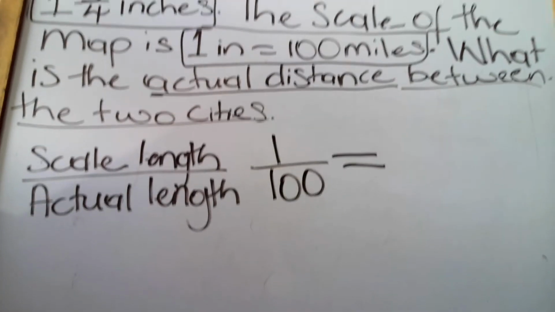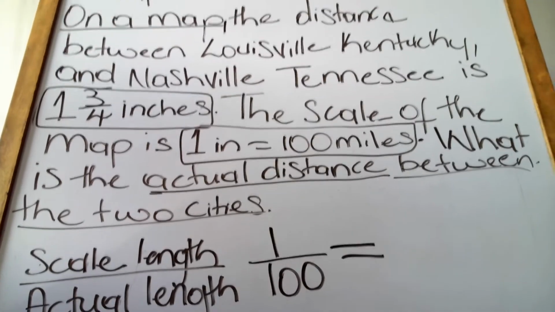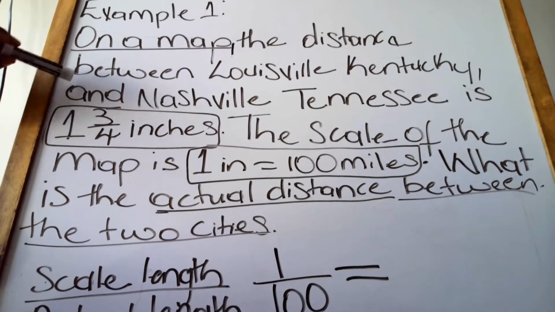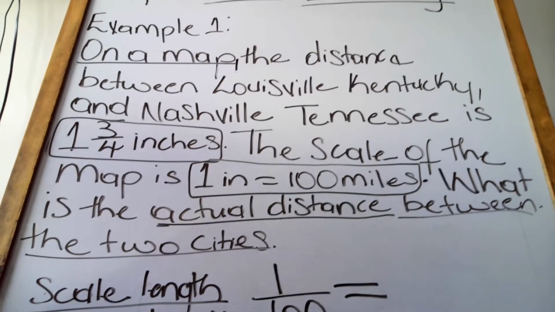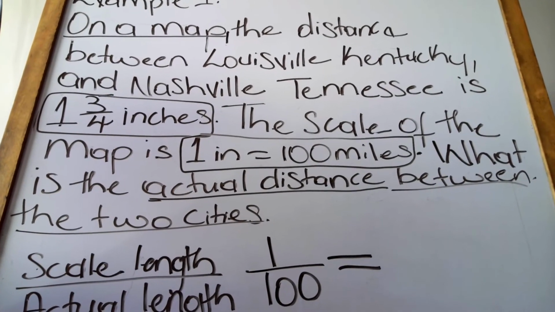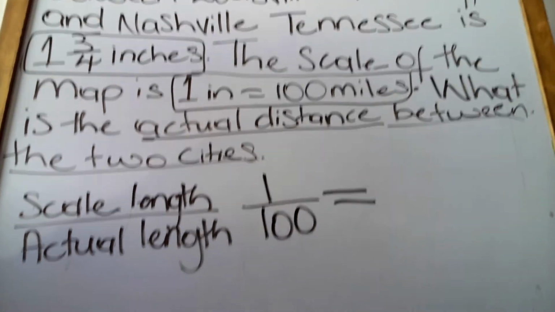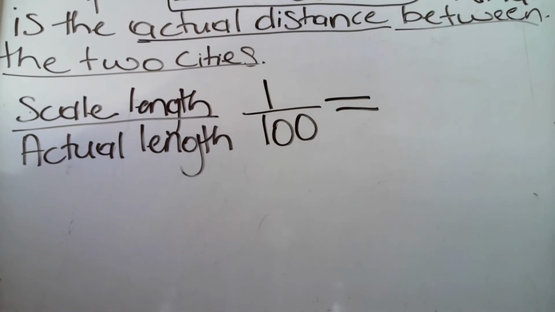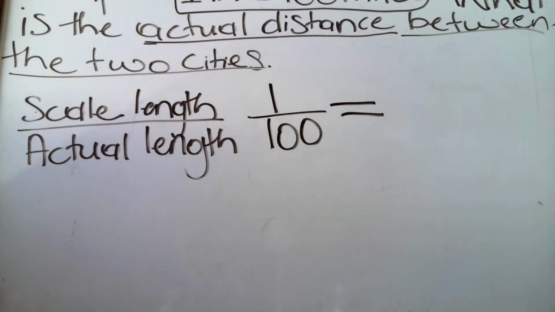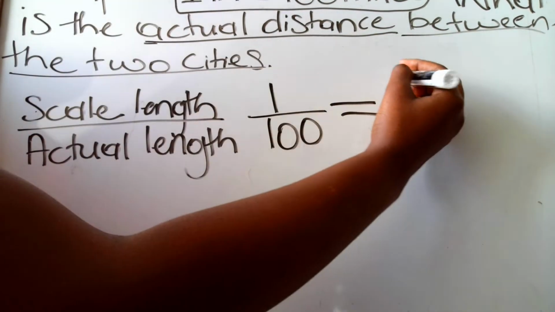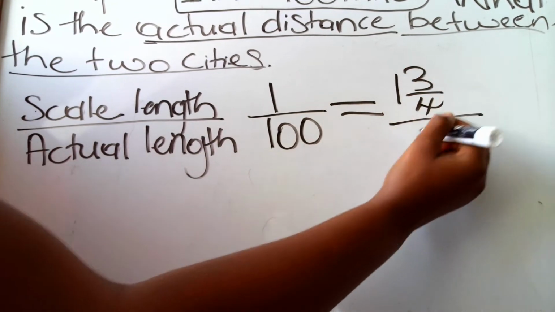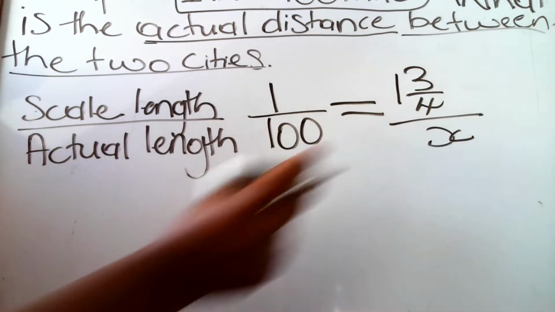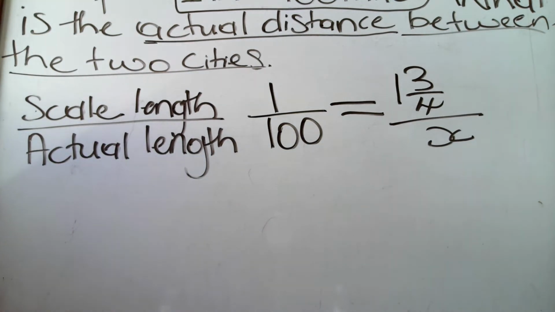Alright? In the question it tells us that on the map between the two cities it is 1 3/4. So 1 3/4 is going to be our scale length. And remember, scale length goes in the numerator. So 1 3/4 will go in the numerator. And we want to find the actual, so that goes in the denominator.